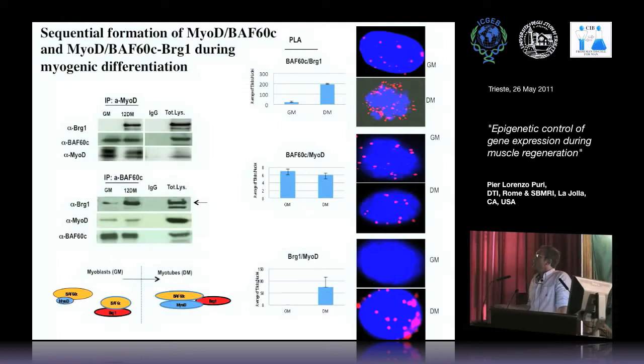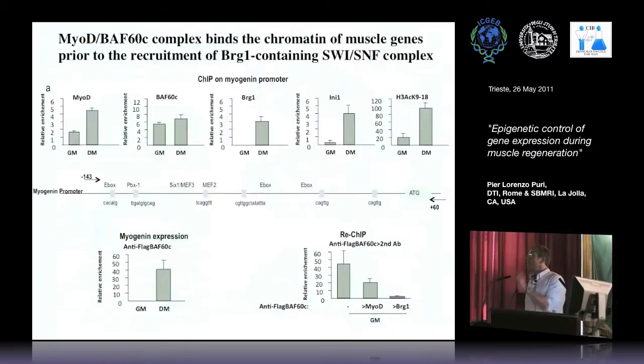As you can see, BAF60C and MyoD interact equally in myoblasts and in myotubes. But BRG1 and MyoD interaction occurs only in myotubes. BRG1 and BAF60C could weakly interact in myoblast, possibly away from MyoD, obviously. And this interaction is enriched in myotubes. So this first analysis suggests that BAF60C and MyoD can actually form a complex away from the BRG1-based SWI/SNF complex.